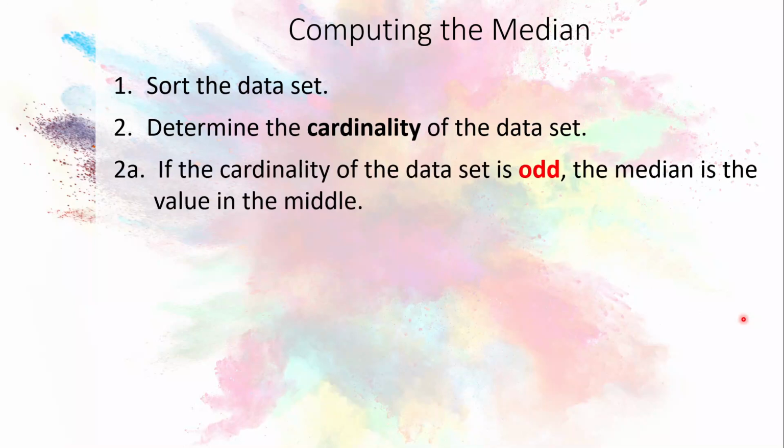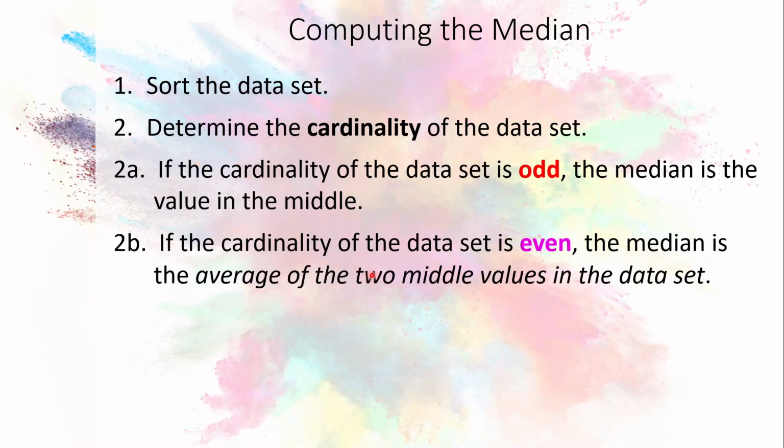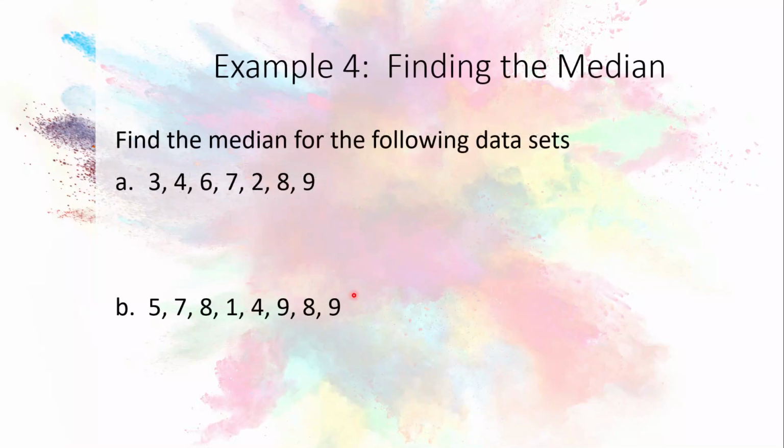Now, if the cardinality of the data set is odd, the median is the number in the middle after it's been sorted. Of course, remember, we sort first. If the cardinality of the data set is even, the median is the average of the 2 middle values in the data set. So here we go. We want to find the median for the following data sets. First one is this one right here. There's 1, 2, 3, 4, 5, 6, 7.